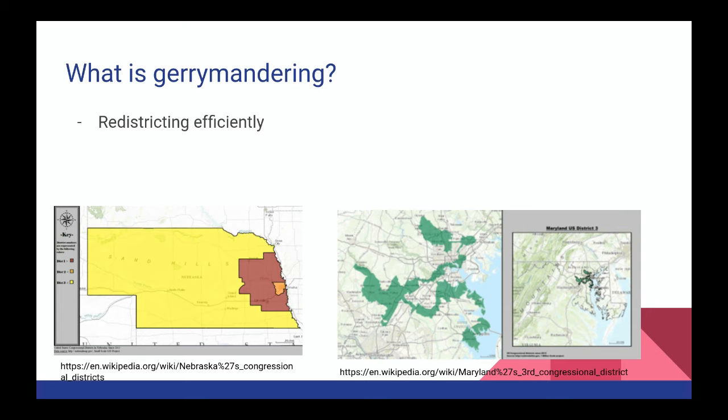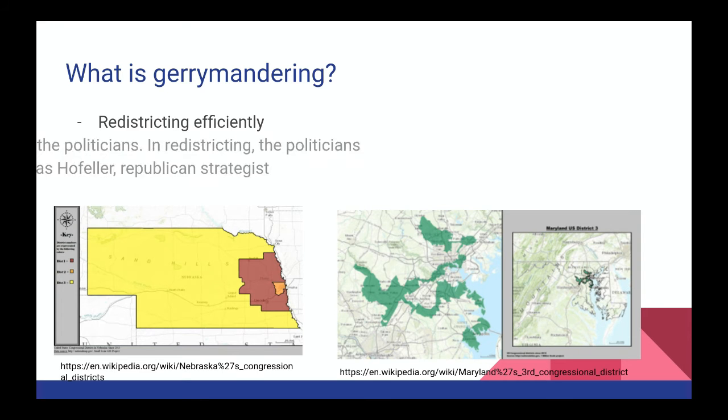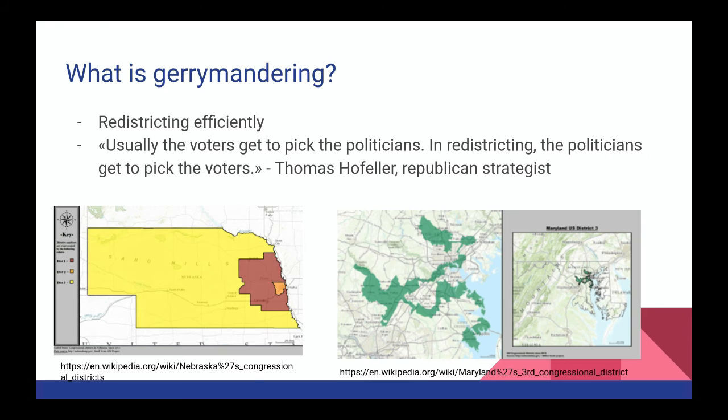When we say efficiently, we mean that redistricting is optimized by logical strategies such as mathematics or even algorithms. There was a Republican strategist from North Carolina, Thomas Hofeller, and he once said, "Usually the voters get to pick the politicians. In redistricting, the politicians get to pick the voters." This is a typical characteristic of gerrymandering, and you will understand why. Finally, gerrymandering is based on two principles that I will explain.